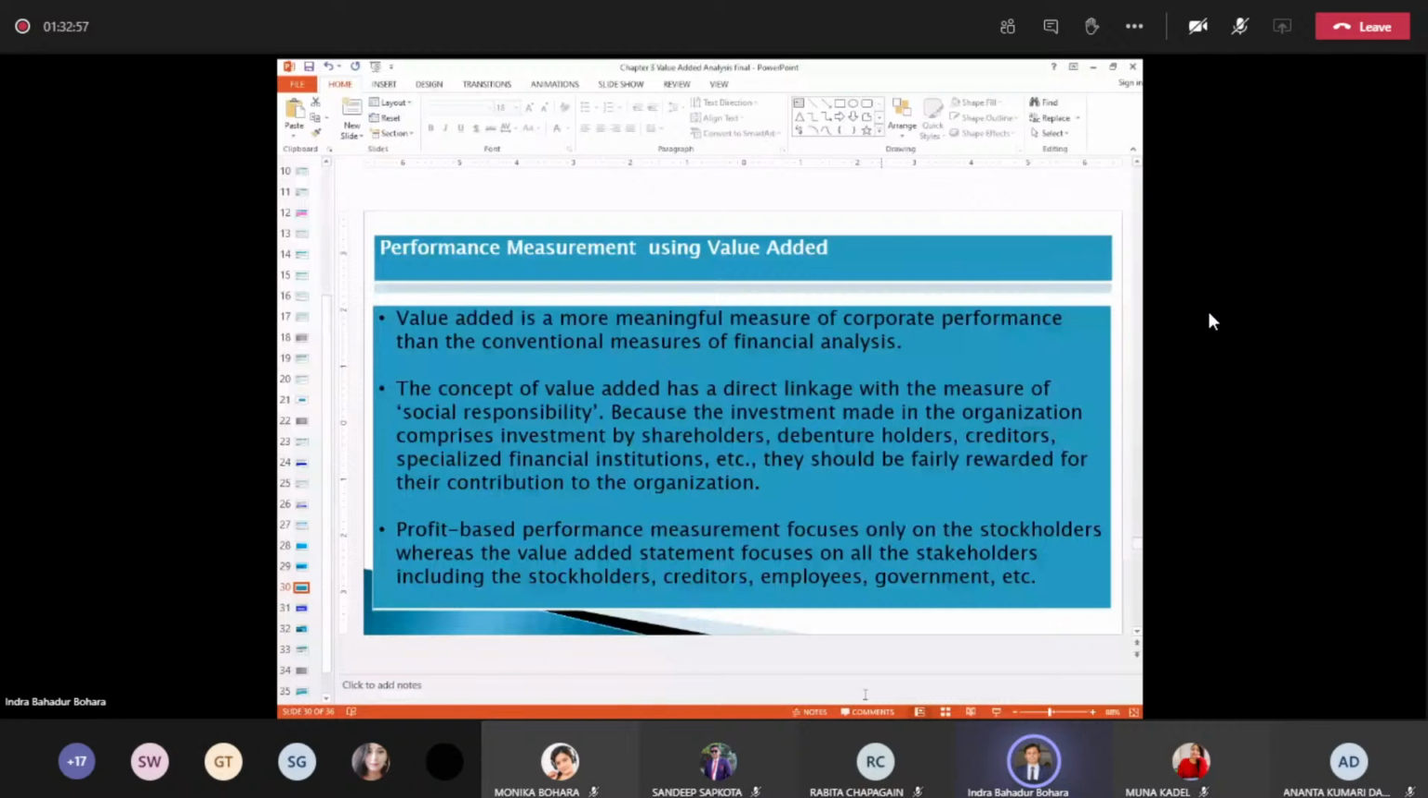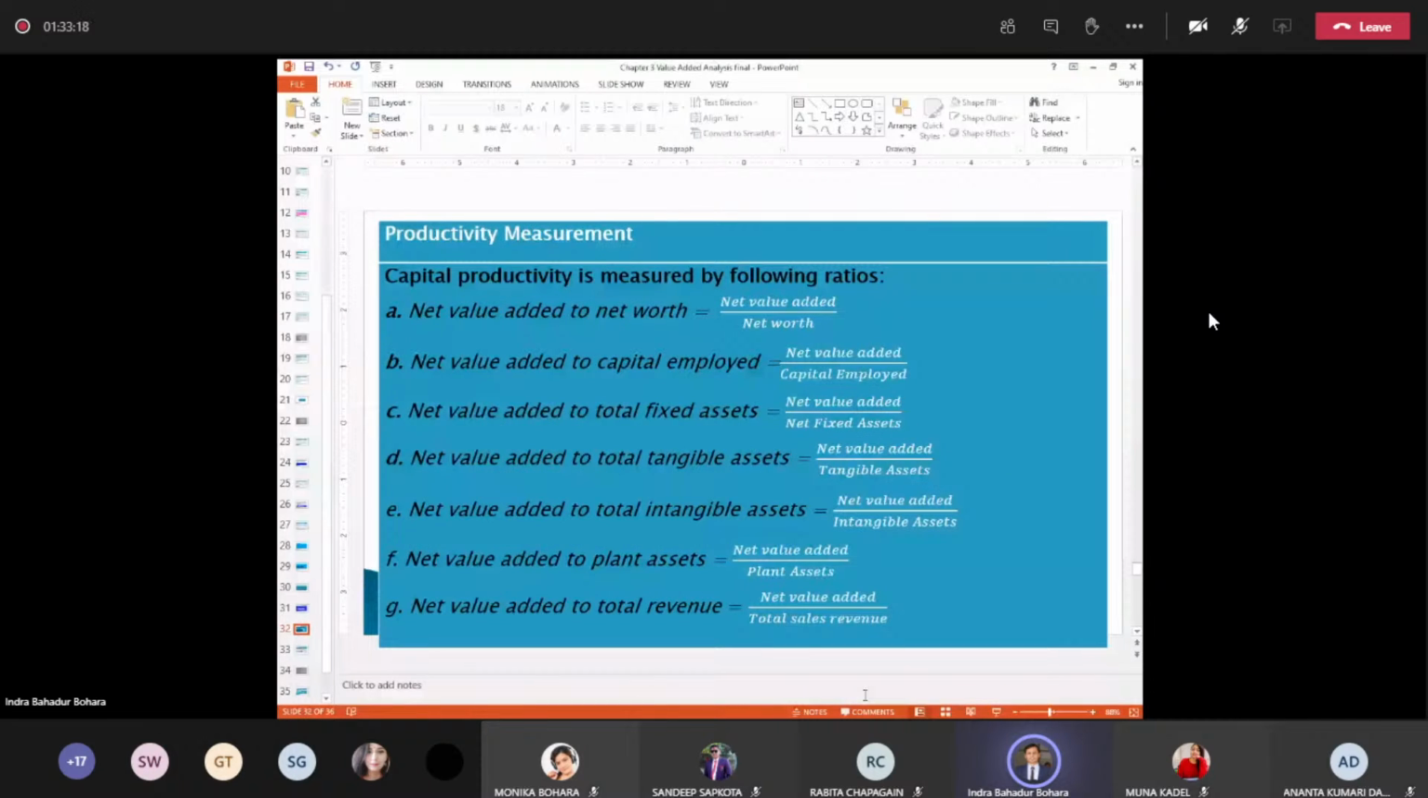Value added statement shows the amount of value added distribution to the different stakeholders. Profit based performance measures provide information only to the stockholders, but the value added statement provides information to and addresses the different stakeholders. So the productivity of the company can be measured by the value added statement or value added amount.